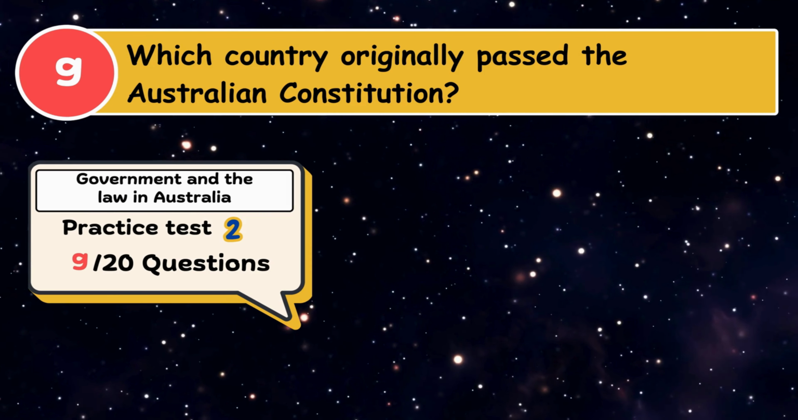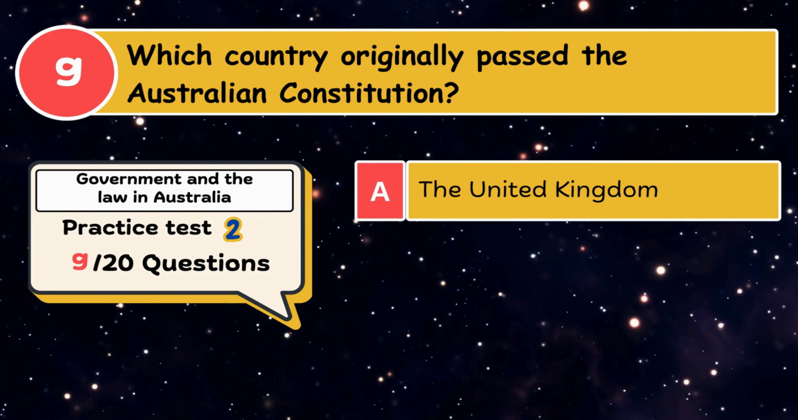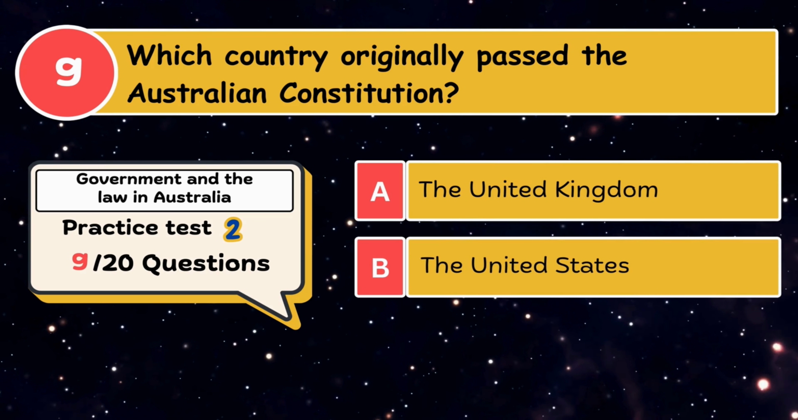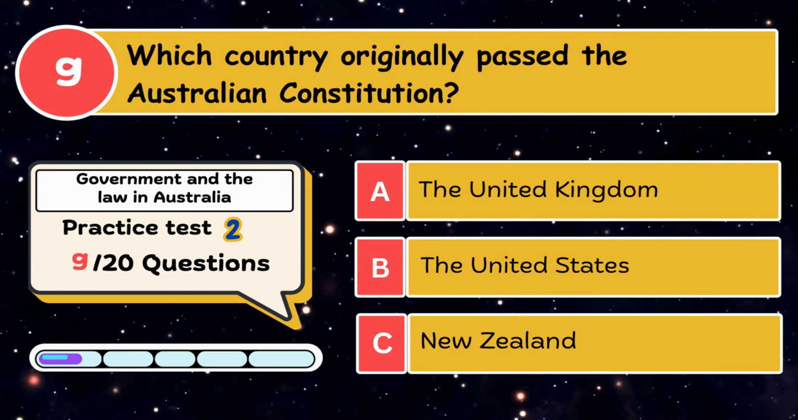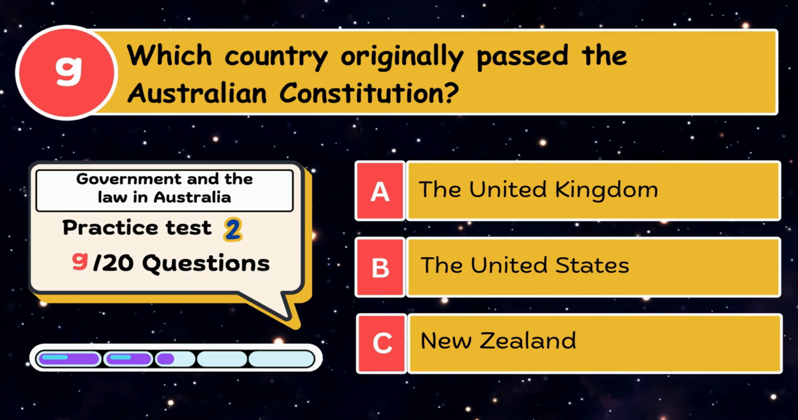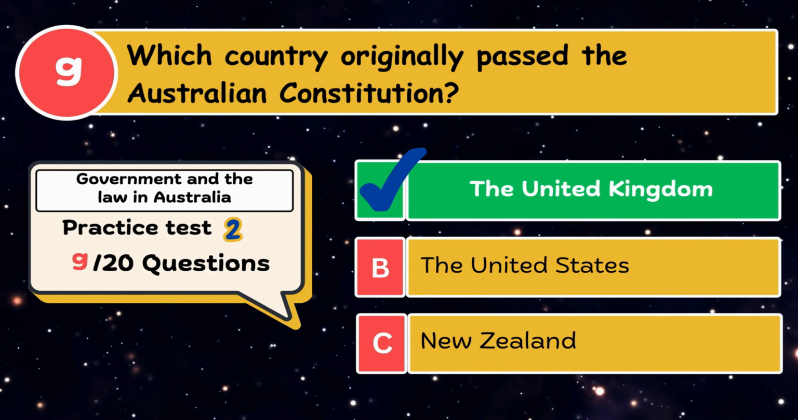Which country originally passed the Australian Constitution? A, the United Kingdom. B, the United States. C, New Zealand. The correct answer is the United Kingdom.